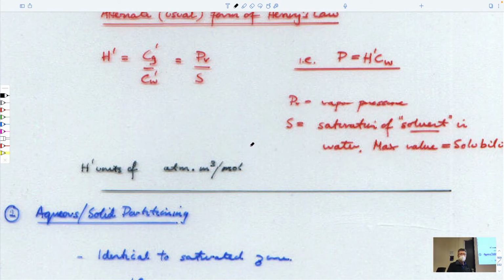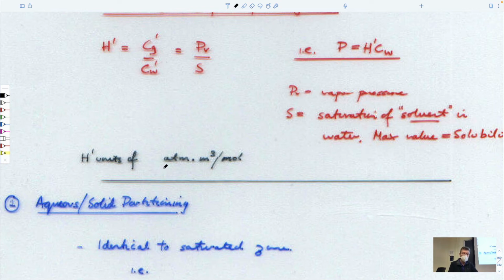And so this just results from the fact that you're relating a solubility, mass per unit volume, to a partial pressure. And so the units have to be strange to accommodate that. And the units therefore are in atmospheres, meters cubed per mole. A concentration in moles per meters cubed, a partial pressure in terms of atmospheres, and the coefficient that links these together has to be dimensionally consistent.